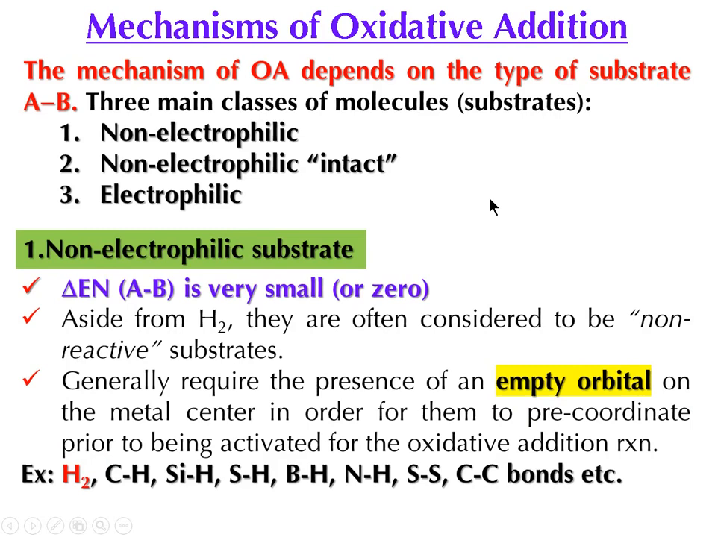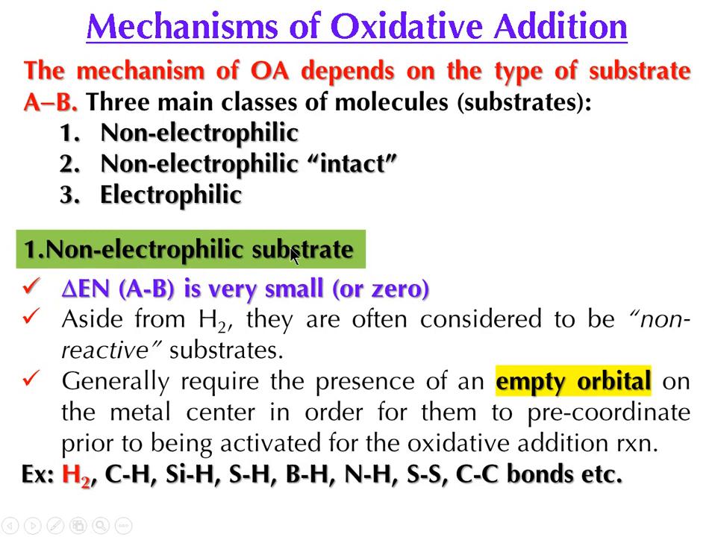What is the mechanism of the oxidative addition? The mechanism of the oxidative addition depends on the type of the substrate AB used. And we will discuss three types of AB: AB is non-electrophilic, AB is non-electrophilic intact, or AB is electrophilic. We will start with the non-electrophilic substrate.